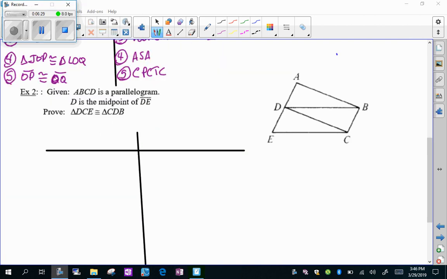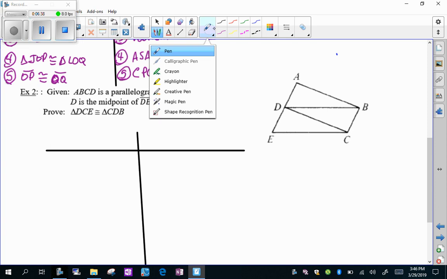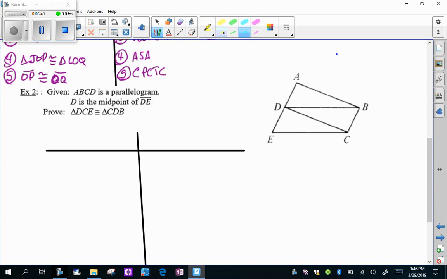All right, number 2 gets a little messy, so let's hang together here. We'll get through this. So it says ABCD is a parallelogram. So again, let's highlight that. So A, B, C, D is a parallelogram.